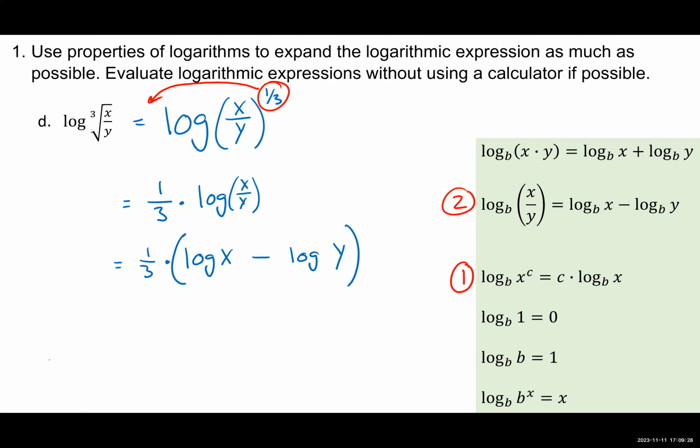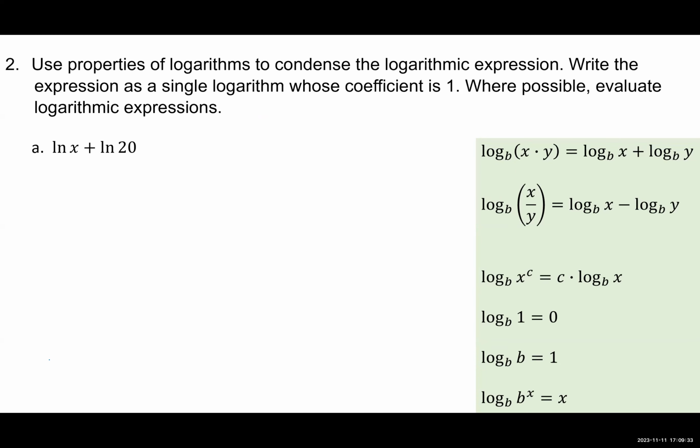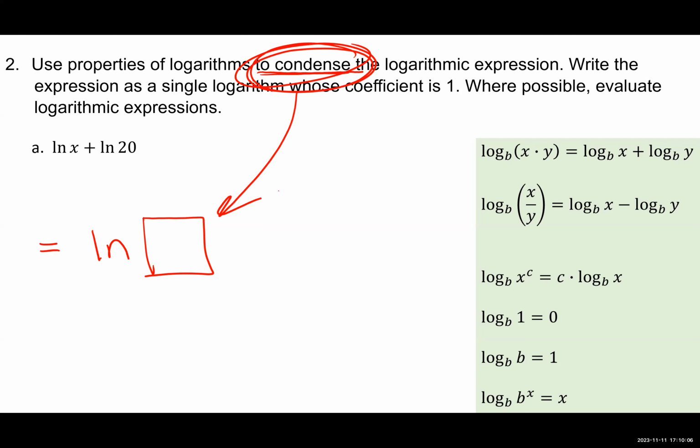Now, in these first four problems, we went from complicated to simple. Now we're going to go in the other direction. Use the properties of logarithms to condense the logarithmic expressions. Right? So we want the final answer to be a single log. In this case, natural log, but regardless of the original base, the log of something, one single logarithm. All right, so problems that say condense, this is what we're looking for.